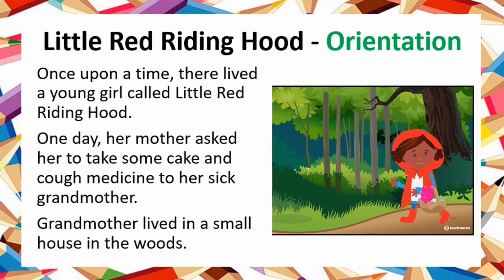Now I'm going to read you a well-known story, and I'm going to show you how we're going to plot this on a story map. I decided to do Little Red Riding Hood because I thought everybody knows that story. So this is just my quick version of it. So here's our first part of the story, the orientation. Remember, this is where we're going to tell the reader who's in the story and where it's taking place and why it's happening.